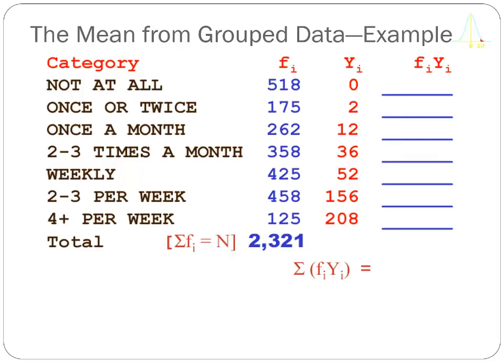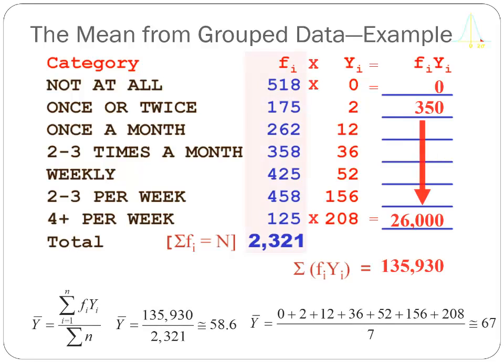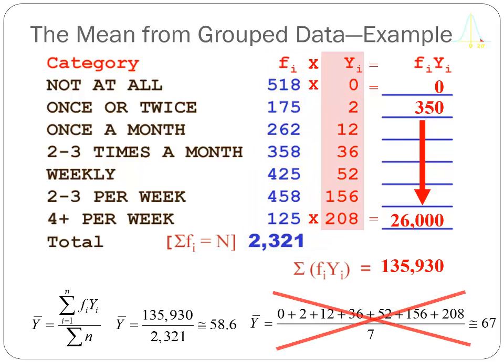I'm laying out this table here and just pulling out the frequencies for each interval, and then these recoded numbers I'm bringing up. And what we're going to do is first calculate f sub i, y sub i. So if we look at the not at all category, we had 518 individuals who had sex 0 times in the past year. 518 times 0 is 0.